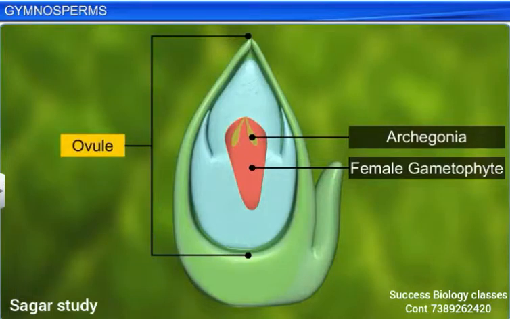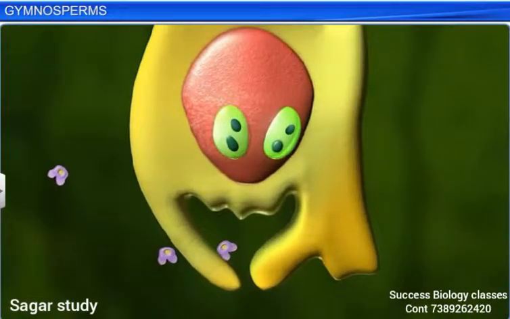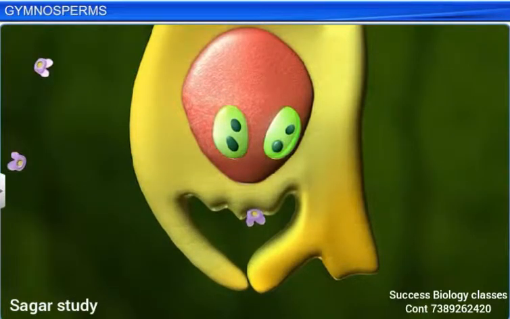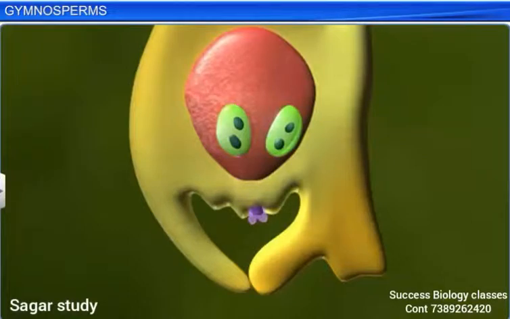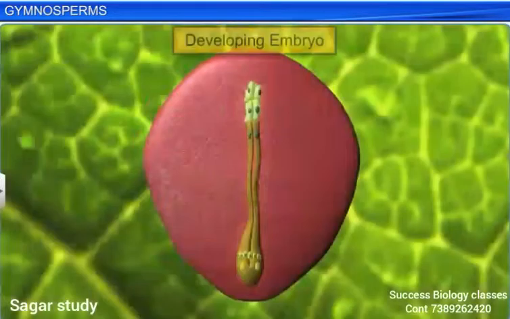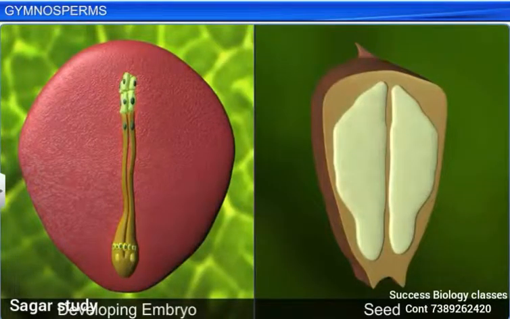The development of archegonia is followed by the fertilization process, during which pollen grains released from the microsporangium are carried by air currents and come in contact with the micropyle, an opening in the ovules. A pollen tube sprouts from the pollen grain and grows towards the archegonium, where it discharges the male gametes. These gametes fuse with the egg to form a zygote. Post-fertilization, the zygote develops into an embryo and the ovule into a seed.